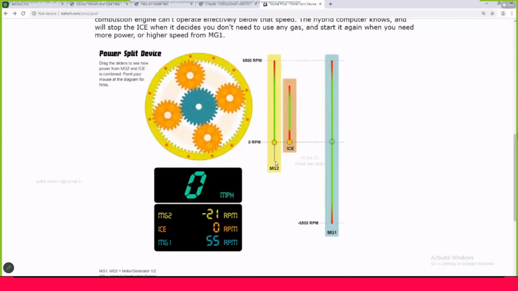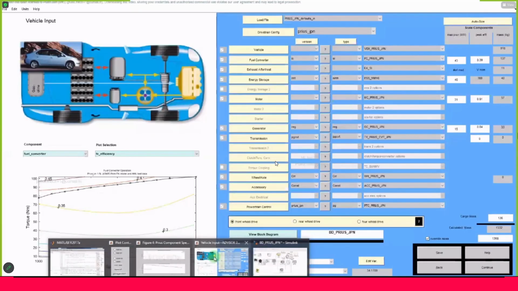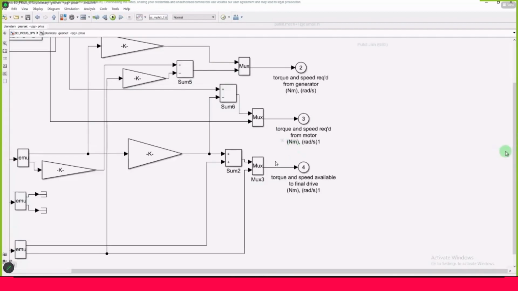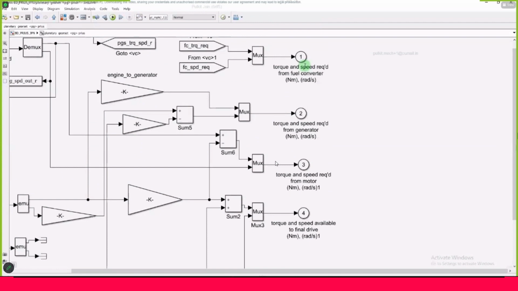So this gear system model I'm now going to open up, and you have seen a similar arrangement over there. If I open up, this point number 1 is torque and speed required from the fuel converter, or let's say engine. This is point number 2, point number 3, and this is the final point 4, where this is the final drive, or this will go to the wheel or driving axle.